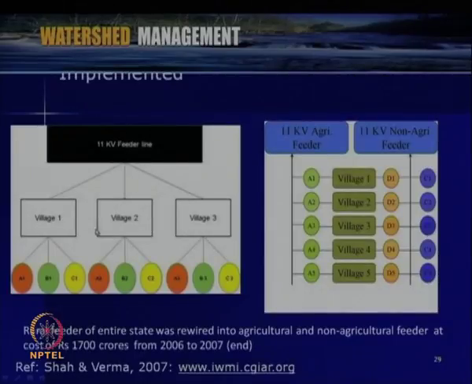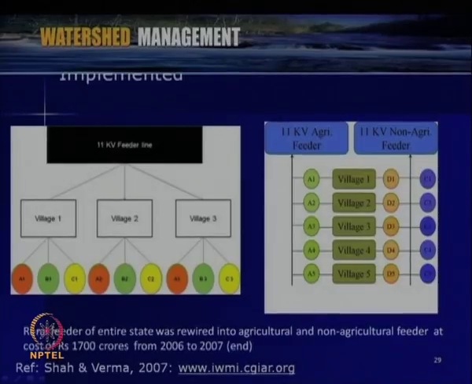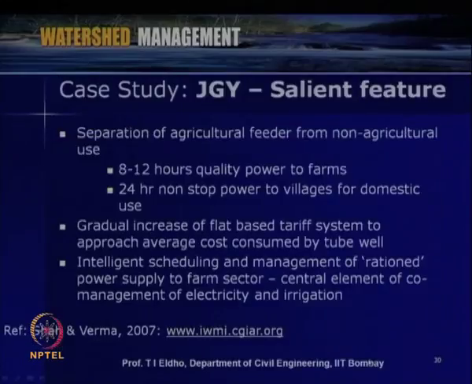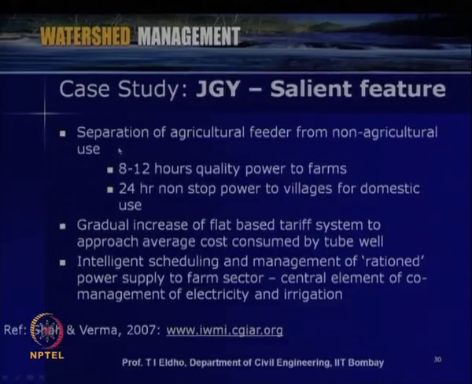Earlier there was a flat regime of supply to villages through a single feeder line, but then a scheme with separate agricultural and non-agricultural feeders was implemented within the state. The rural feeders of the entire state were rewired into agricultural and non-agricultural feeders at a cost of rupees 1,700 crores from 2006 to 2007. That way, the separation of agricultural feeders from non-agricultural use was made.